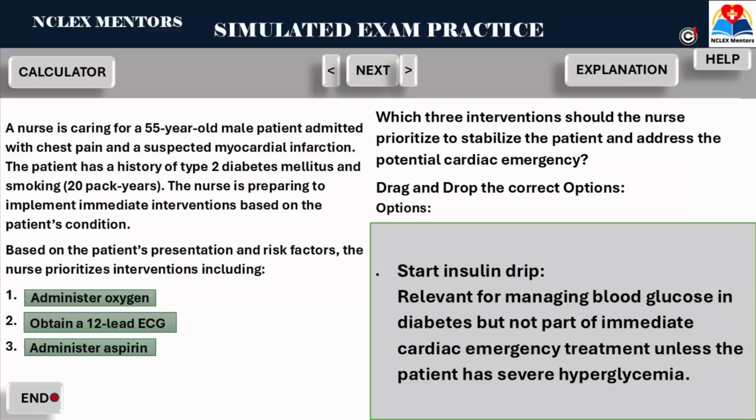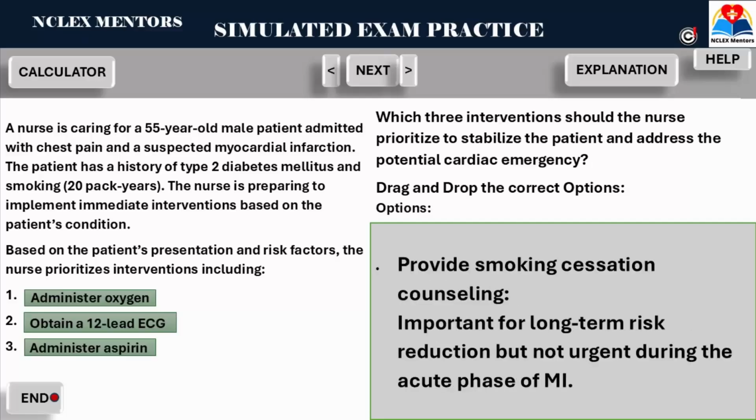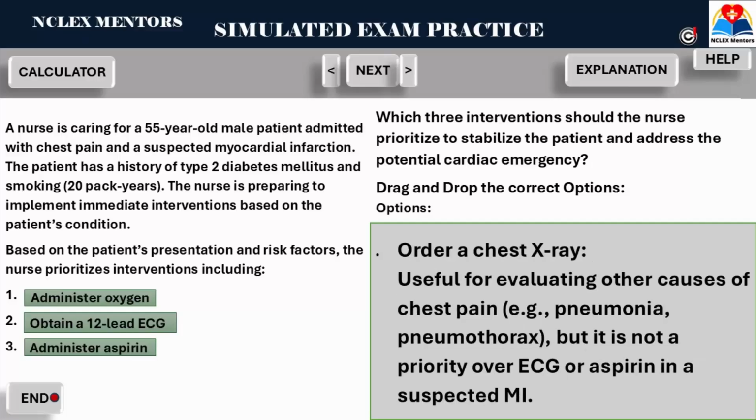Start insulin drip. Yes, he's diabetic, but unless his blood sugar is critically high, this is not your first priority in a cardiac emergency. Provide smoking cessation counseling. Absolutely important for the long run. But right now, he's in an emergency. You can talk about quitting smoking after he stabilizes. Order a chest x-ray. Could help rule out things like pneumonia or pneumothorax. But again, in an MI, your ECG comes first.